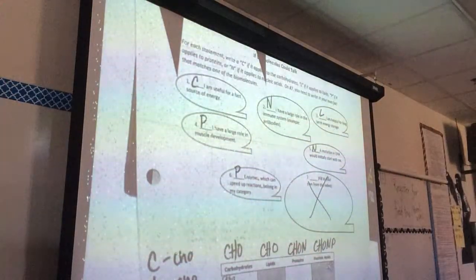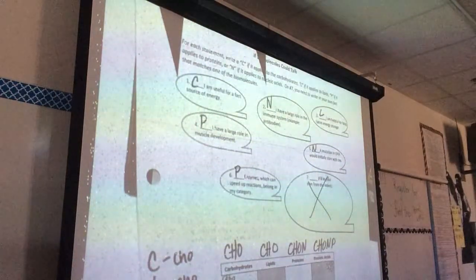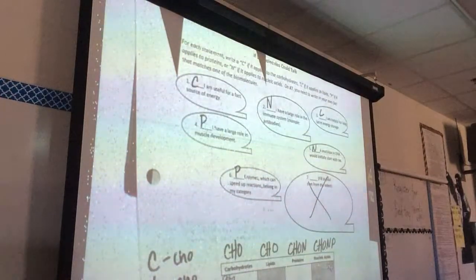So the bubbles at the top are specific questions that are asking you to identify which biomolecule it's talking about. Bubble 1, I am useful for fast energy. Which biomolecule do sprinters stock up on before they run? Carbs. So on number 1, write the letter C. Fast energy are your carbs.